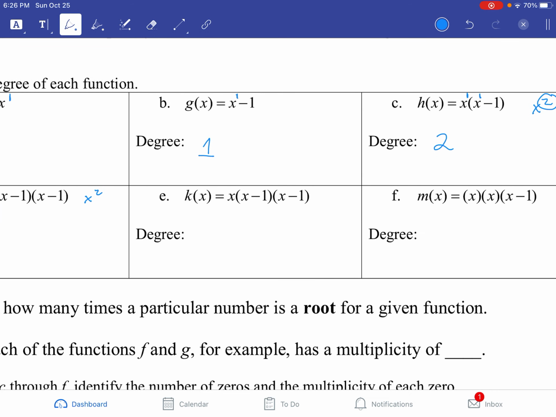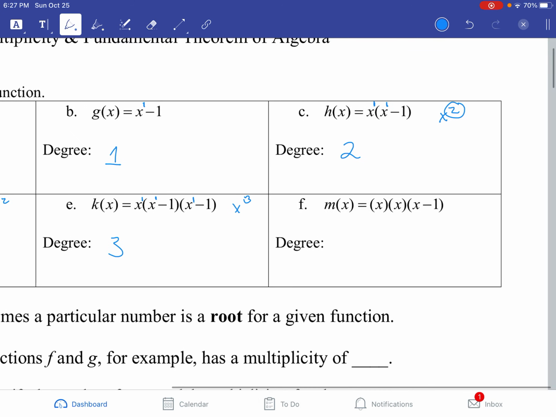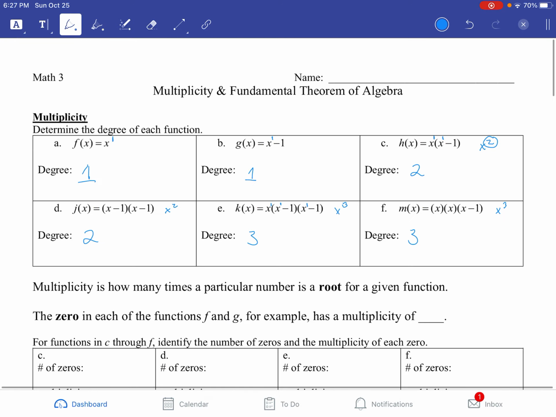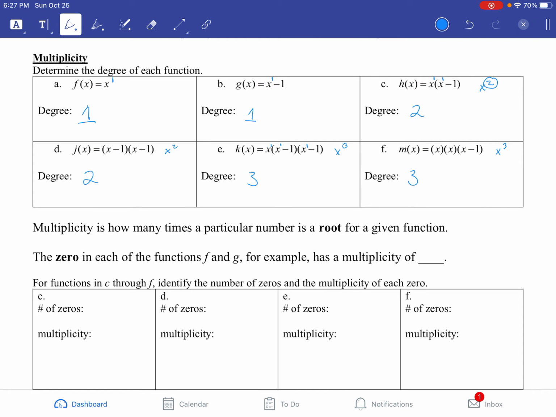In E, we have x to the first times x minus 1 times x minus 1. When you multiply the x's together, you'll get x to the third. So the largest exponent is 3, which means that is your degree. And lastly, in F, we have x times x times x minus 1. Again, we're going to end up with x to the third, which means our degree is again 3.